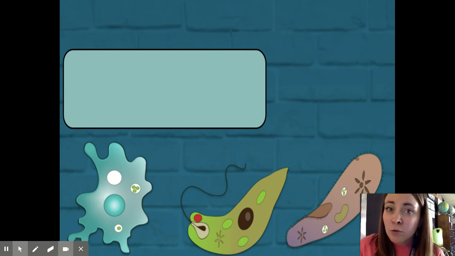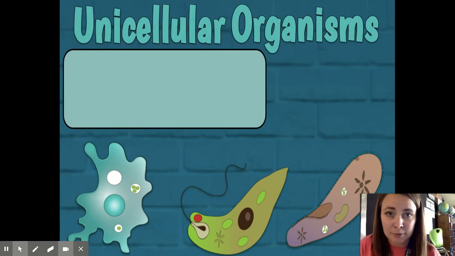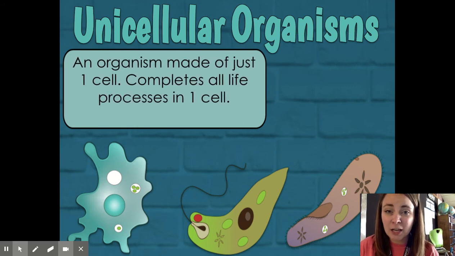All right, so now that we're split screen and you're taking notes and you're pausing the video as you need to, we're going to continue on and we're going to talk about unicellular organisms. So remember, pause the video as you need to if you need to catch up and type in on slides 3, 4, and 5. This is slide 4 for you. An organism made of just one cell is a unicellular organism. And the thing that's really cool about unicellular organisms is they complete all life processes in just that one single cell. So you learned about some yesterday.